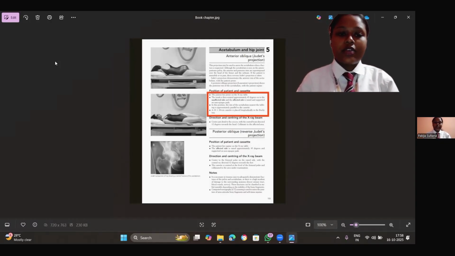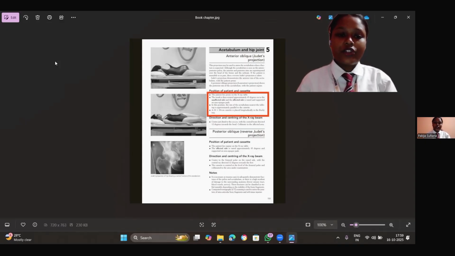The Judet projection consists of two oblique positions, anterior oblique and posterior oblique. The anterior oblique shows the anterior rim and posterior column of the acetabulum, and the posterior oblique demonstrates the posterior rim of the acetabulum. These views are especially valuable in trauma cases to assess acetabular fracture, joint involvement, and displacement of the fracture fragments.